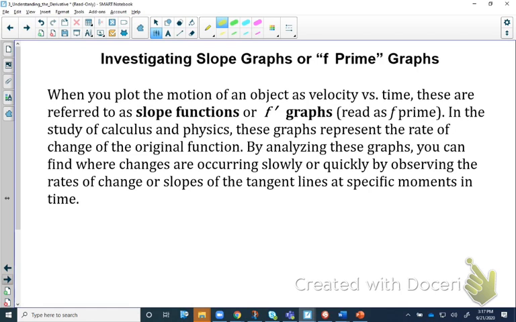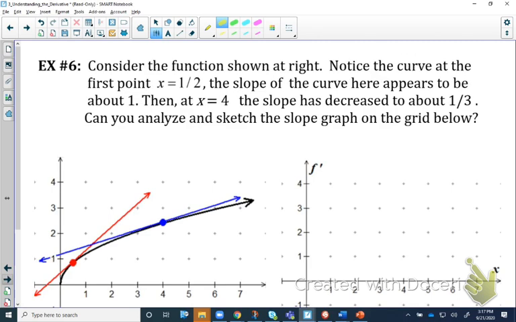Here in this example, we have a function down here. It looks like a square root function that's been stretched a little bit. Notice the curve at the first point, x is equal to 1/2. They're looking at that red line. The slope of the curve here appears to be about 1, not exact, but it looks like about 1. When you repeat the process at x is equal to 4, you see that the slope of that blue line has decreased quite a bit. It's gone down from 1 to about a slope of 1/3.